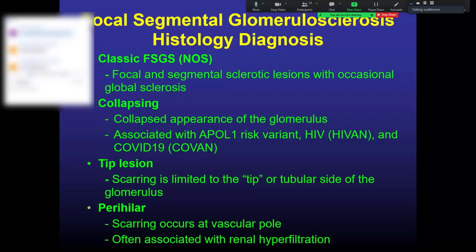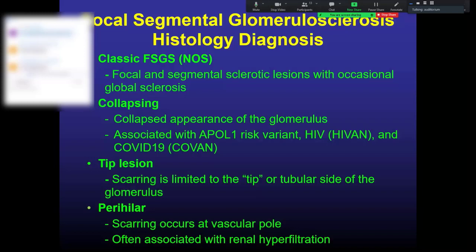You have collapsing, and some of you may have been on service and seen a patient of mine that had collapsing. This is the most severe variant, and you get this collapse appearance of the glomerulus, which I'll be showing. This is associated, and both classic and collapsing are associated with this APOL1 risk variant. But collapsing is also associated with HIV and, interestingly, COVID-19.